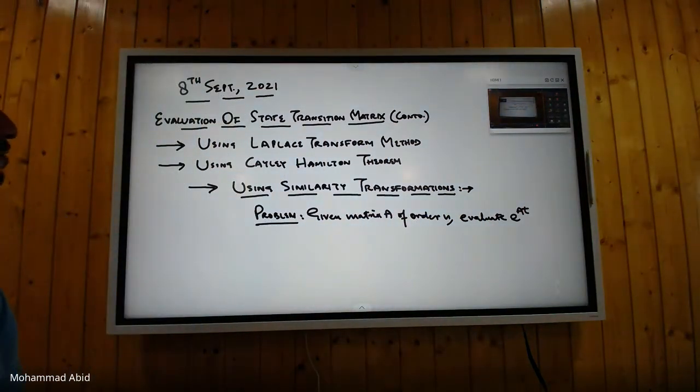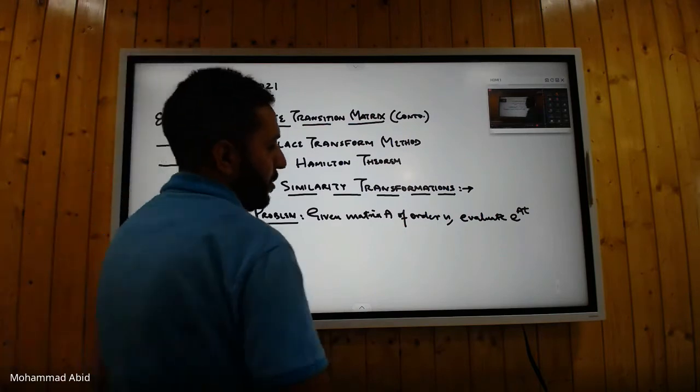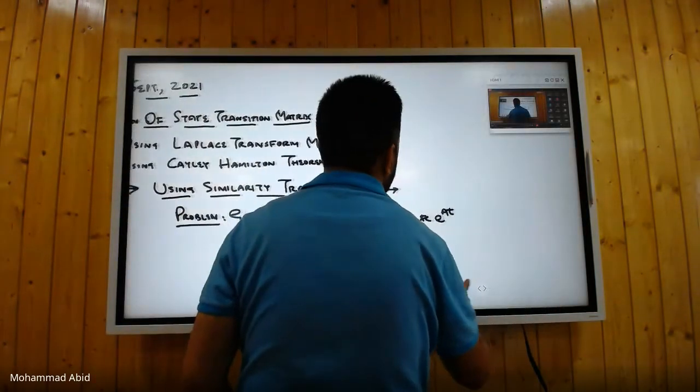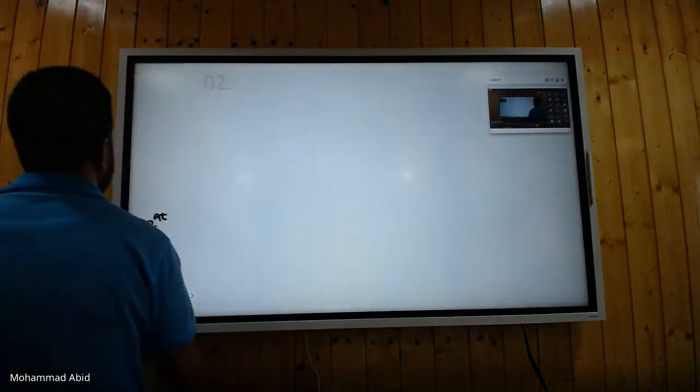And we have already talked about two methods of evaluating it, and the third method we'll be discussing, that is using similarity transformation. Similarity transformation I have already discussed with you. Now we will see how we can use it to evaluate this state transition matrix. Before I start with the actual method, I would like to give you some background knowledge about this method, or the tools that we will require to implement this method.